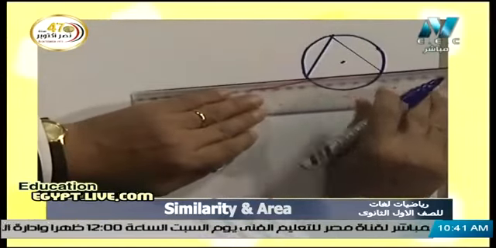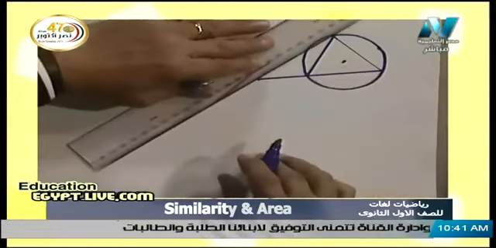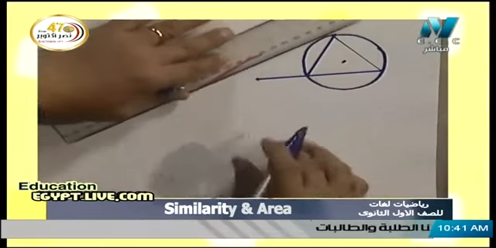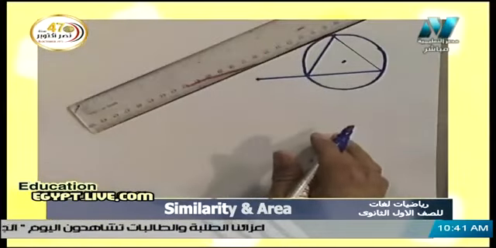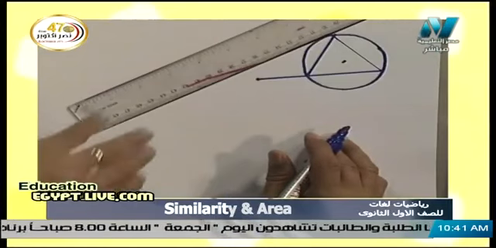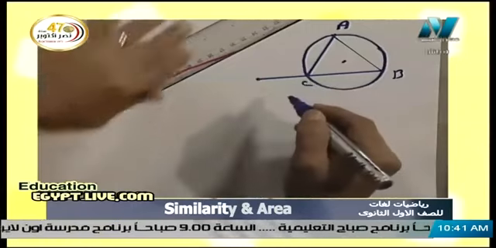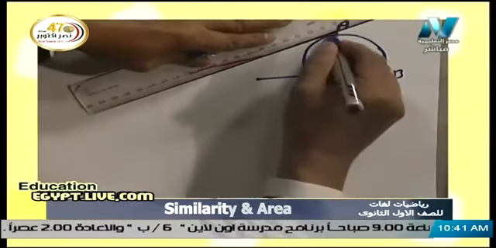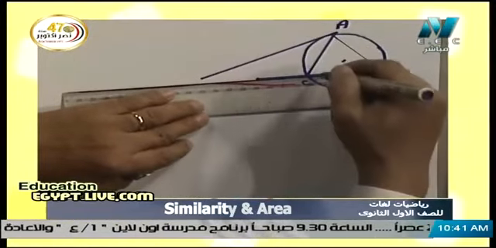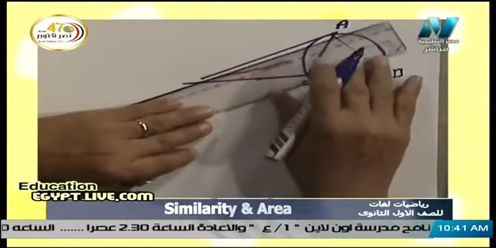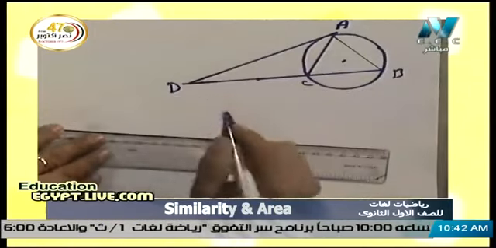And expand a little to get another triangle here. In this triangle, AD is a tangent, so we have here A, B, C, and this tangent. We can expand BC to intersect it like that. And this is D, of course.